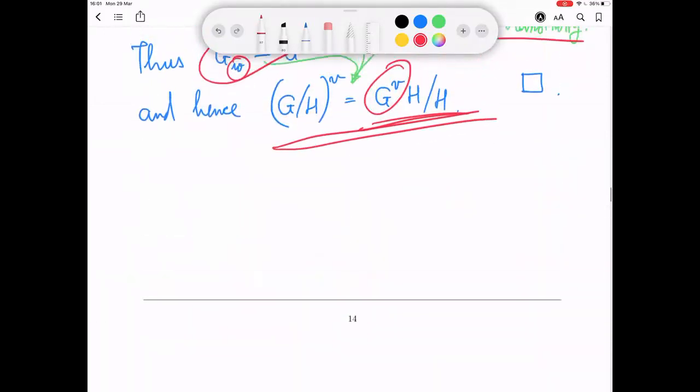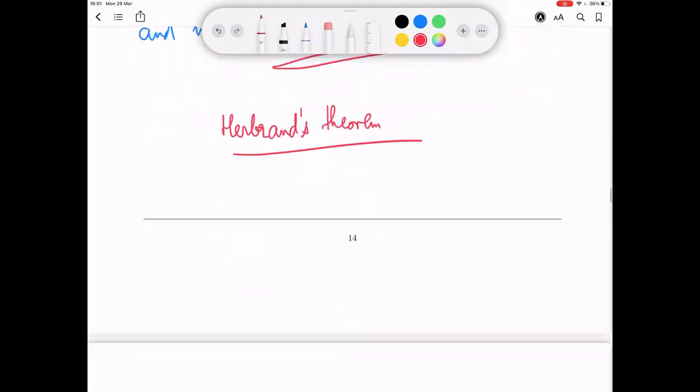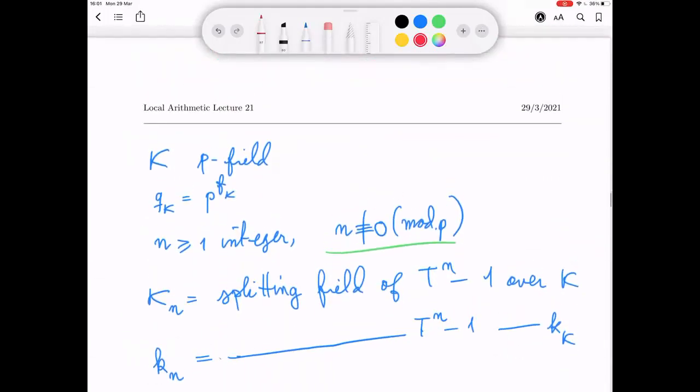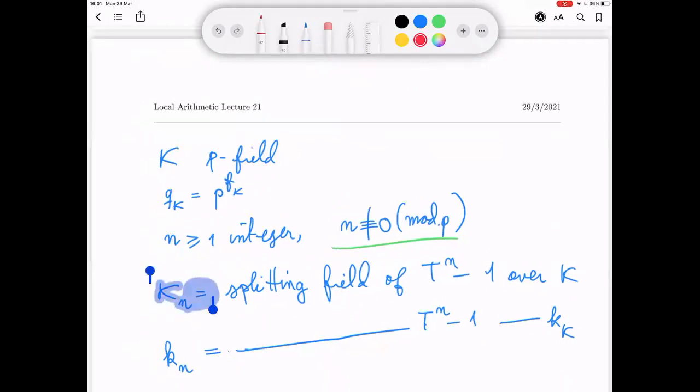I think nowadays this fact, that the upper numbering is compatible with the passage to the quotient, should be called Herbrand's theorem. Anyway, now let's do some computations. Let's actually compute these filtrations in some cases. So I'll wait for a few minutes and let's get back to computing it. If anybody has any questions, they can ask them at this point.